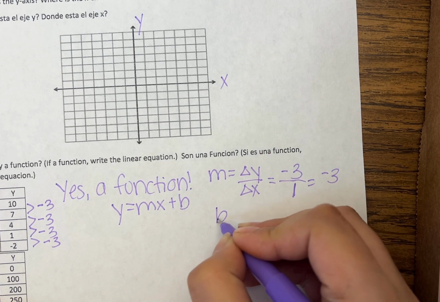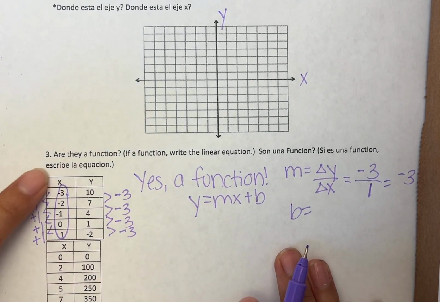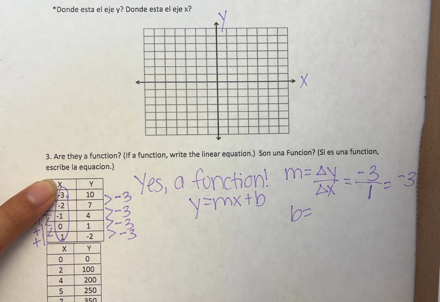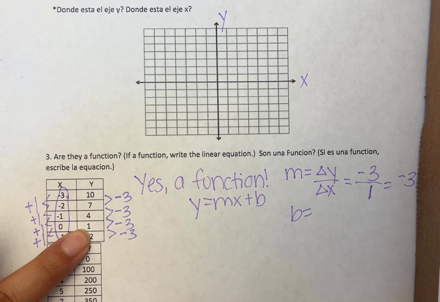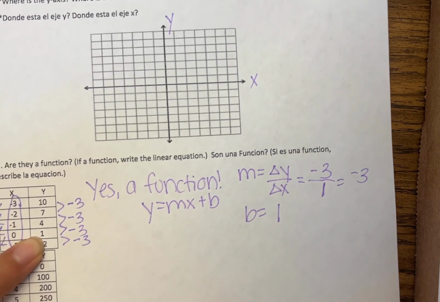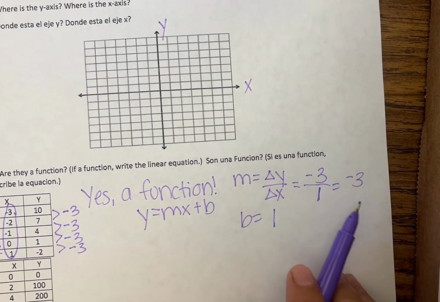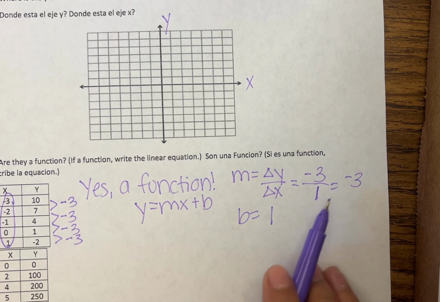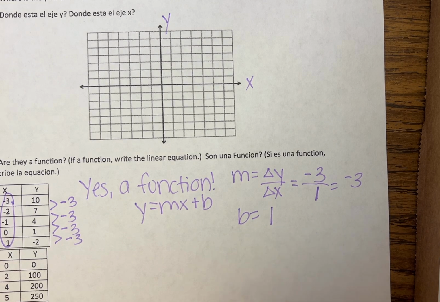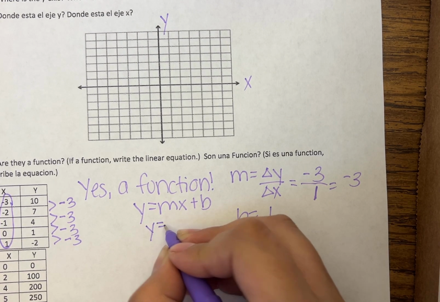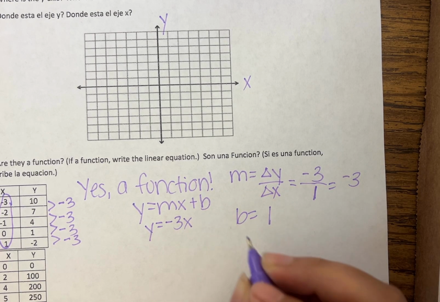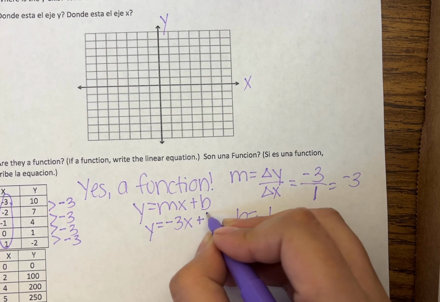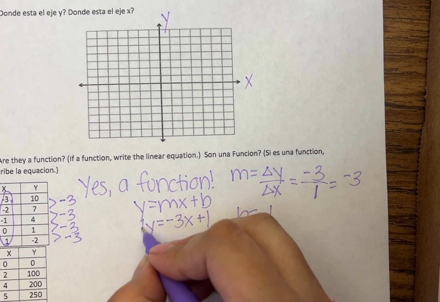Now for our b, remember, we had to look at our input. Tenemos que ver las entradas and see if there's a 0. Is there a 0? Yep, right here. Aquí está el 0. So what's across from it? 1. So that would be our b, our y-intercept. We have the m, or the slope, and we have the b, the y-intercept. So I'm just going to plug it in. y equals -3. And what's next to the m? x. Our b was +1. So that would be my answer.